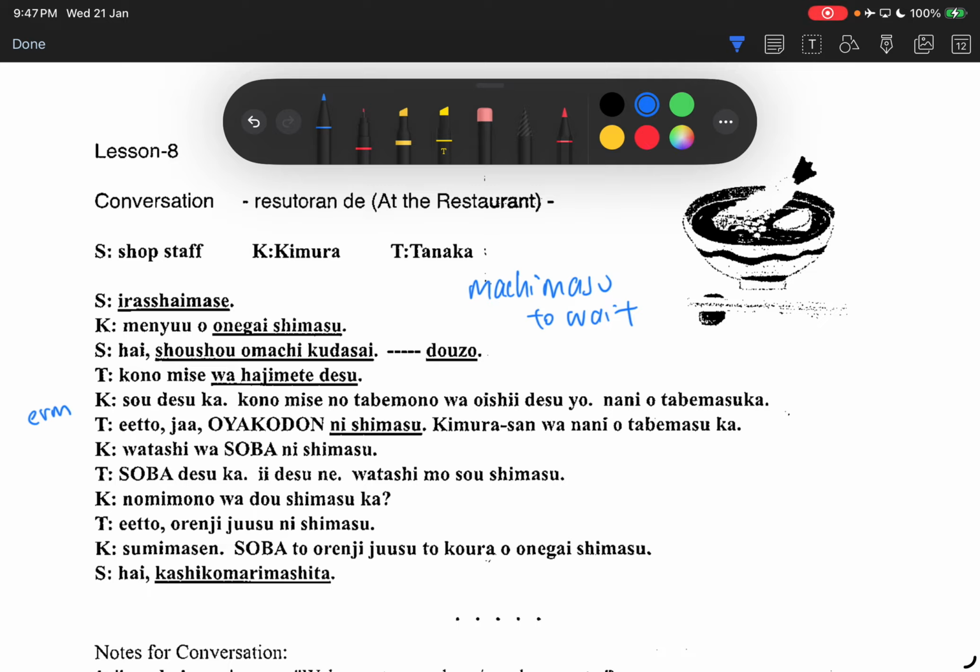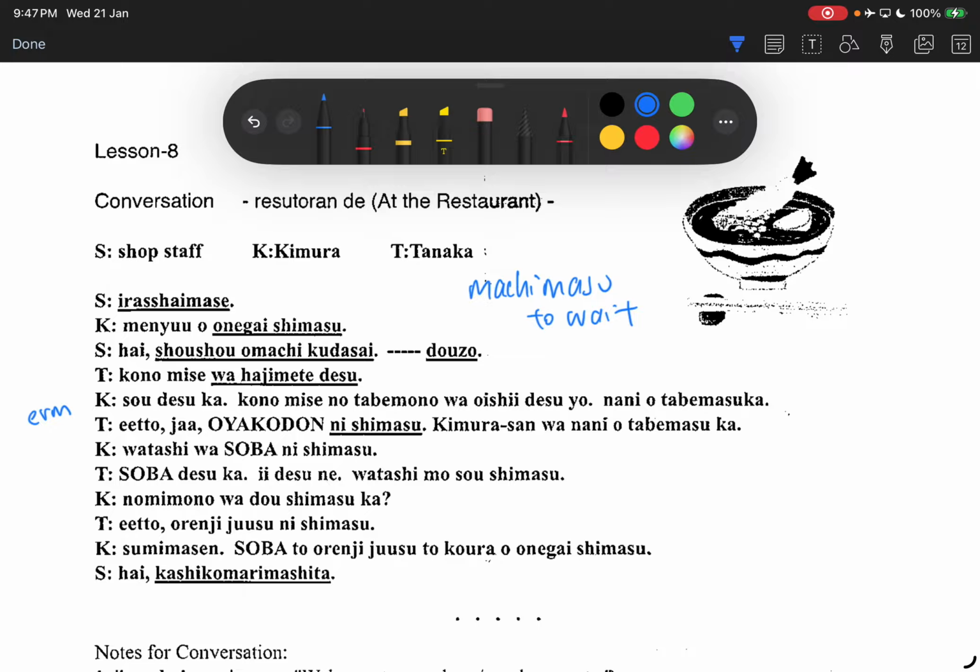Okay, next. Kimura-san wa nani o tabemasu ka? So, what do you want to eat? K replies, watashi wa soba ni shimasu. You know what soba is? The buckwheat noodles. It's handmade buckwheat noodles. Apparently it's healthy. I don't know how healthy that is. It's carbs. Wow, you should try Japanese foods. It's very nice. The oyakodon is very good. It's a very nice dish.